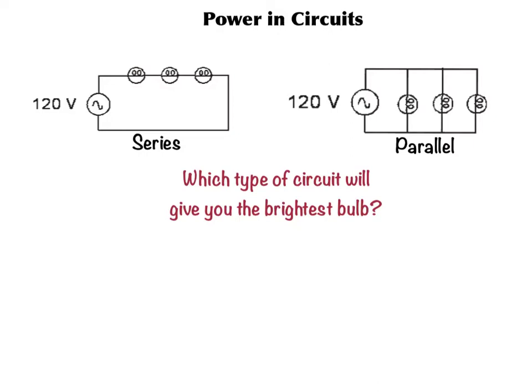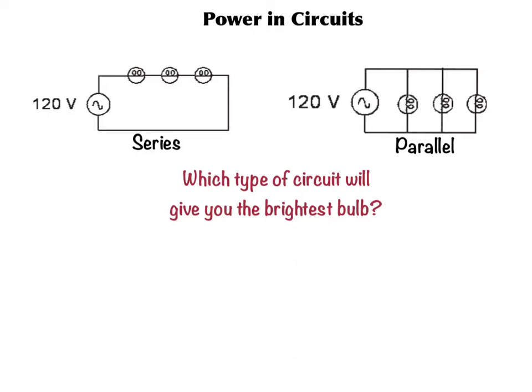So most household circuits operate at about 120 volts. When you plug something into the wall, it operates at 120 volts. So suppose you have three 75-watt bulbs that you're going to use in some household circuit. What type of circuit, a series circuit or a parallel circuit, would give you the greatest brightness?